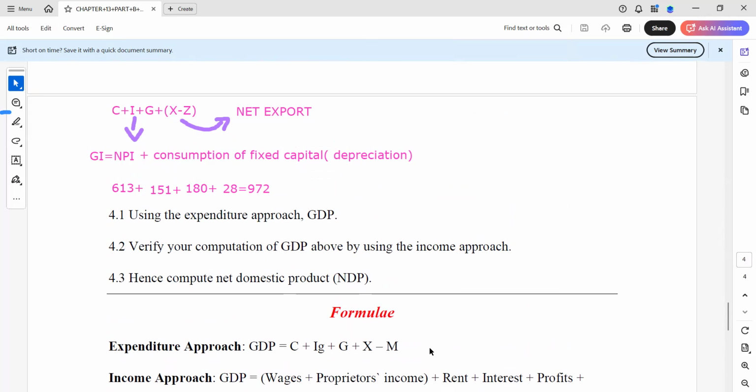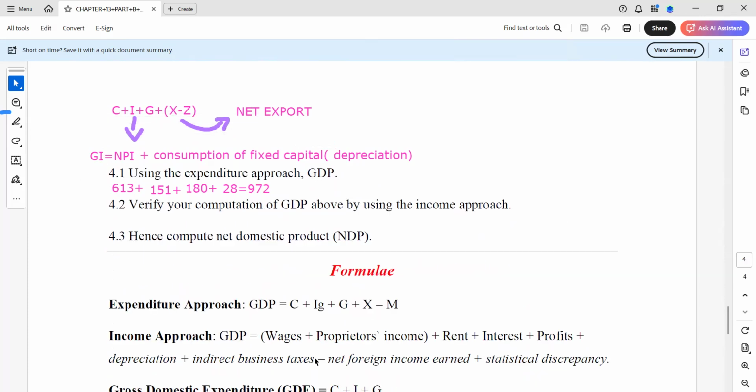So let's go back. You see here, in the expenditure approach, they say IG. This IG stands for aggregate investment, meaning the total investment. So it's another way of expressing this GI here. They can put it like this, so don't be confused. Now we're calculating using the expenditure method, so we're just going to add the wages, proprietors income, and all of this.